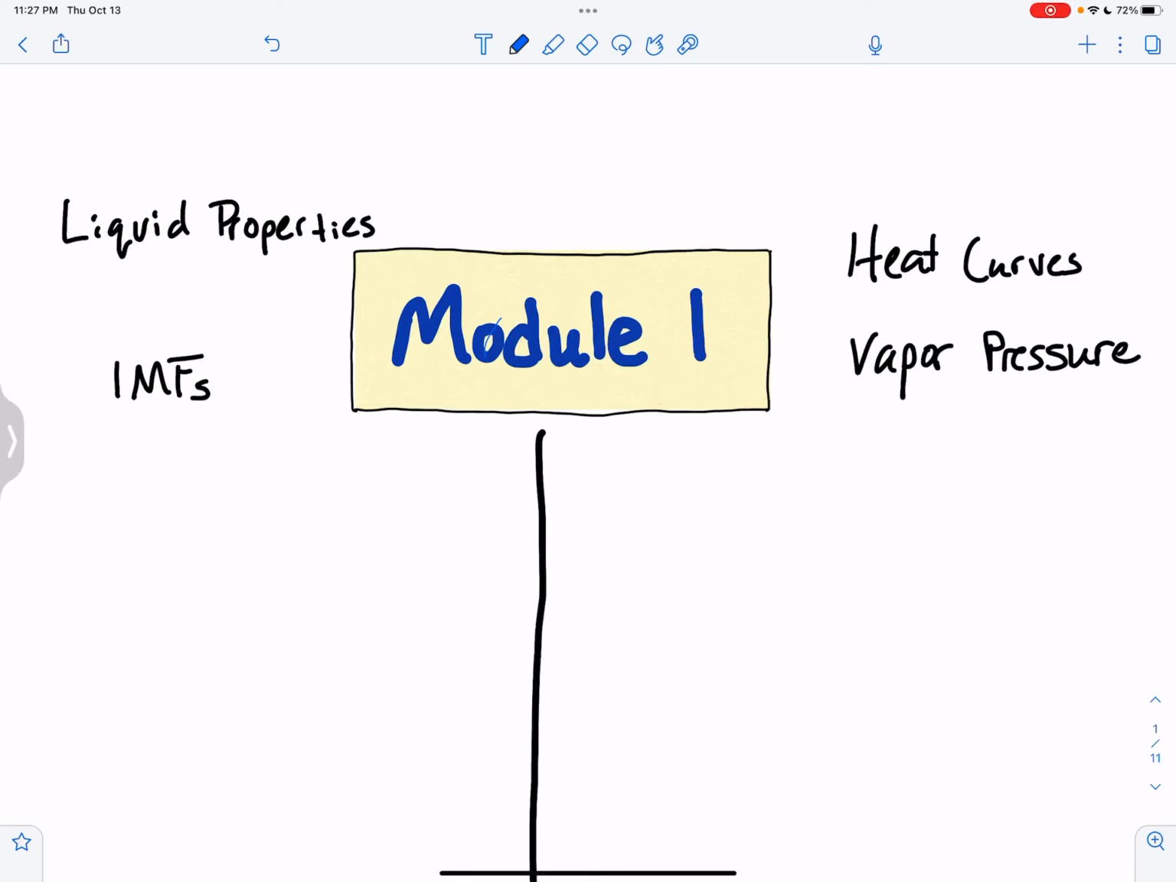This outline will help you see the types of information that you're going to be learning this week and help you organize it in your head a little bit ahead of time. The left side represents information in Part 1, and the right side represents information in Part 2. So in Part 1, you're going to be looking at liquid properties and IMFs, which are intermolecular forces.